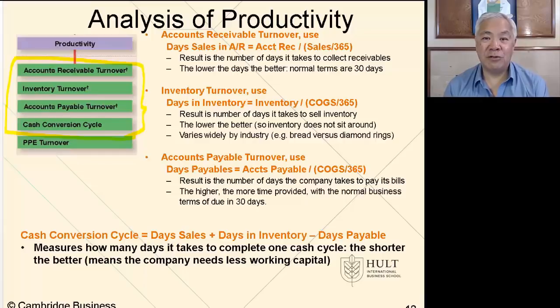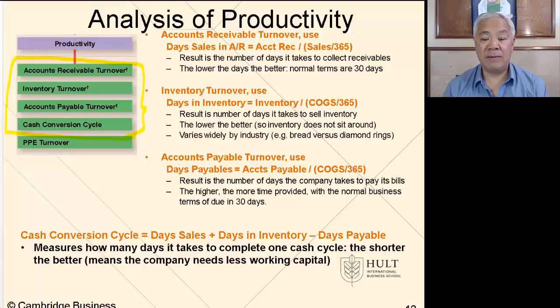It's true even for more durable goods. If you're a Dell computer, you like to make computers, but you don't want them sitting around, so you want to sell them quickly. So days in inventory, we like to be low. There's no rule of thumb here. It depends a lot on the industry and how your supply chain and your profit chain works.